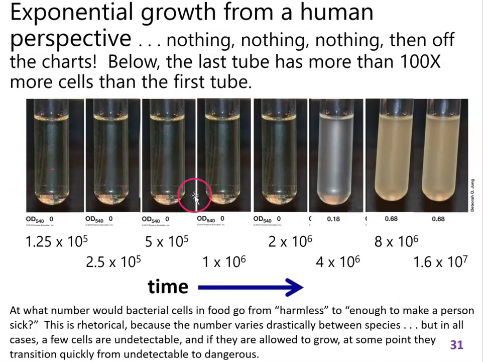We see nothing. We see no change, even though they're doubling, because they're less than 10 to the 6 cells per milliliter. And then at some point, they get above 10 to the 6. They get up to 4 times 10 to the 6. That's 4 million, and then 8 million, and 16 million. Suddenly, they're way above the threshold of cloudiness. So they go from not cloudy to very cloudy incredibly quickly because they're growing exponentially.